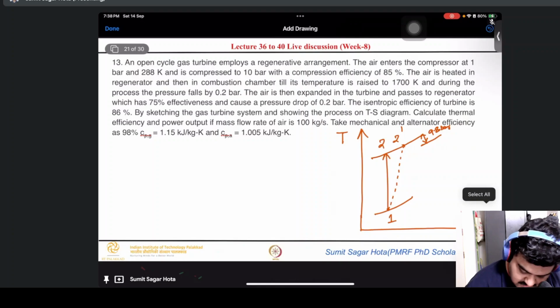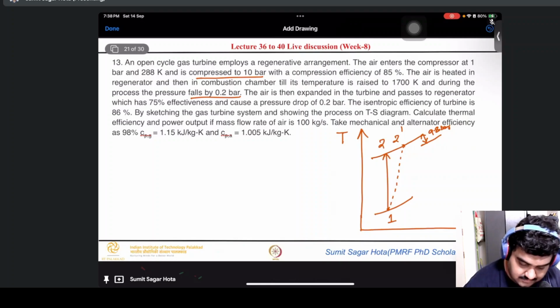Because the gas is compressed to 10 bar, that means 2 point is your 10 bar. So then during the process the pressure falls by 0.2 bar. Whatever the pressure falls, that's 0.2 bar pressure fall. So the final pressure will be 9.8 bar.